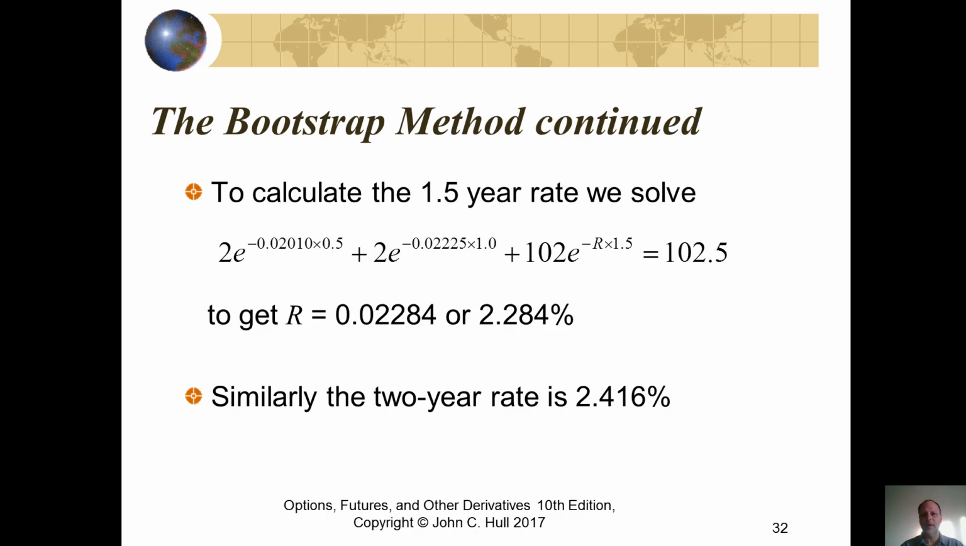For this bond, we had 3 components because it was a 1.5-year bond, and we knew 2 interest rates. For the 2-year bond, we will then know 1, 2, 3 interest rates, and we will use the same method to solve for the 4th interest rate of 2.416%. Again, look at the Excel video to show these calculations in more detail.